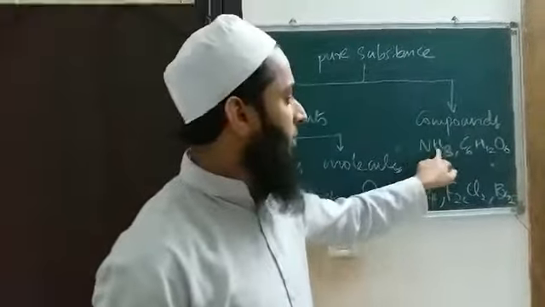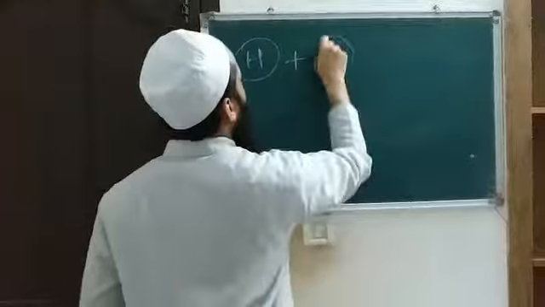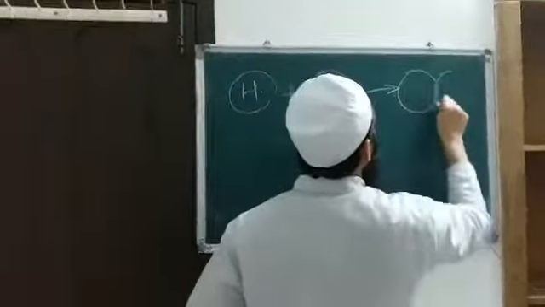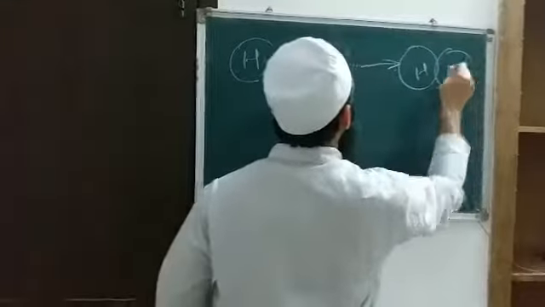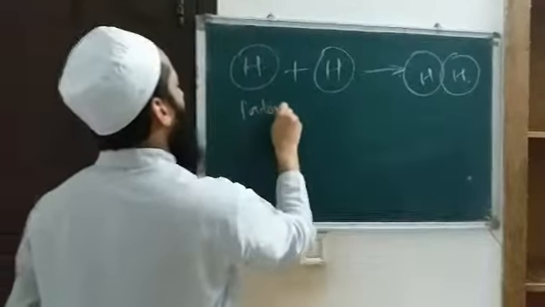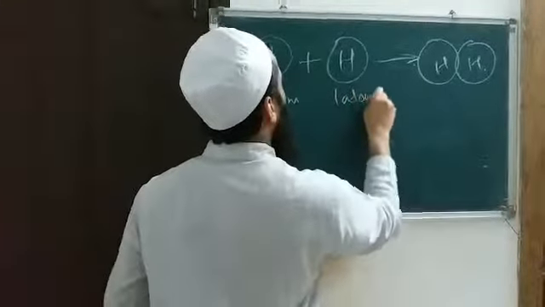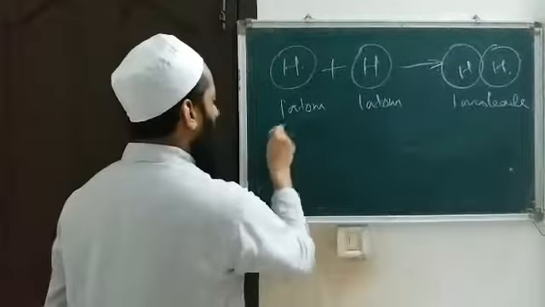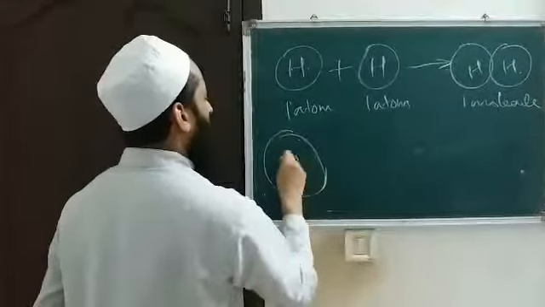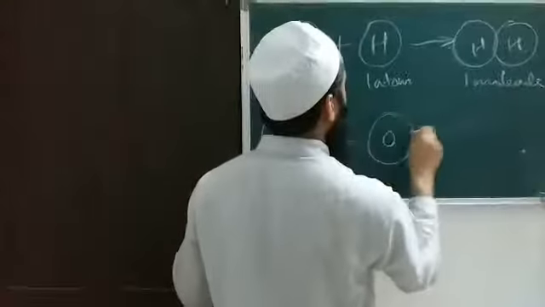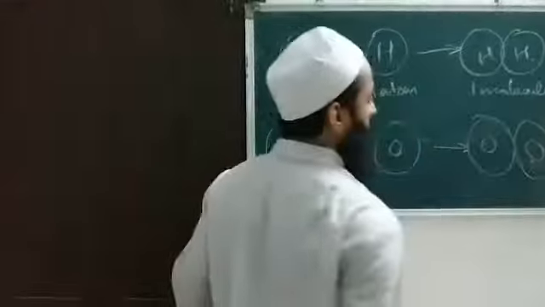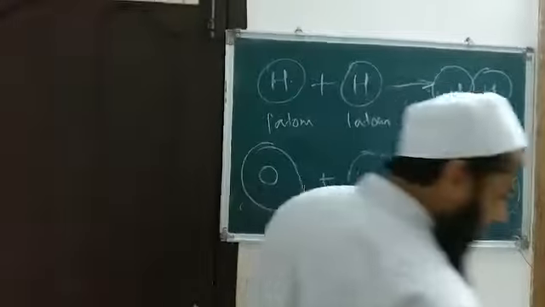Now, you can take an example. You have one atom of hydrogen and one atom of hydrogen. If you combine them, you will get one molecule of hydrogen. This is how it's formed. So it's very clear what a molecule is here. Similarly, you have one atom of oxygen plus one atom of oxygen, you will get one molecule of oxygen. Right? You have understood one atom, one molecule.